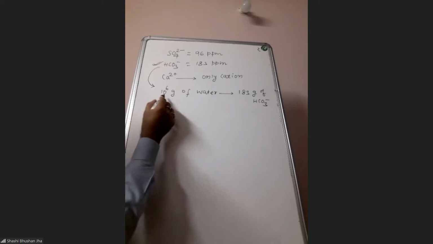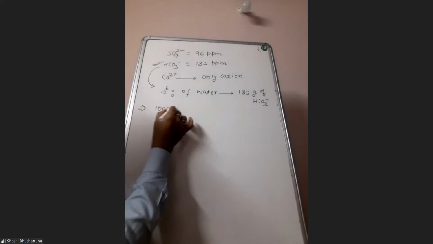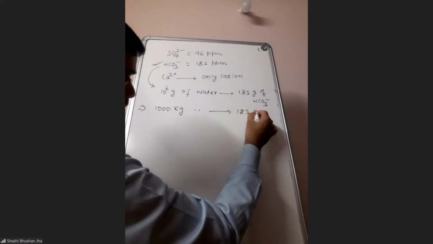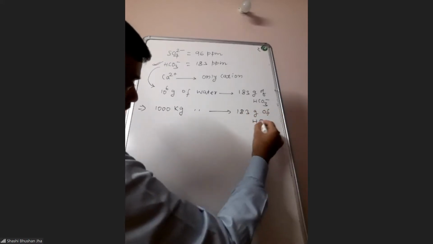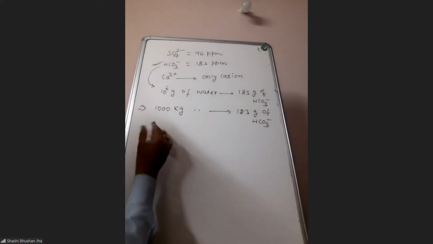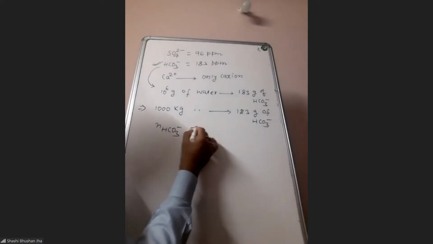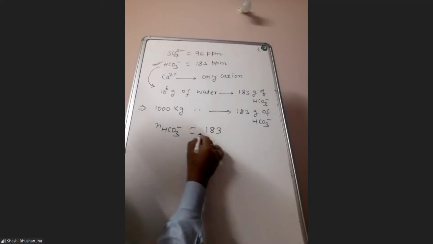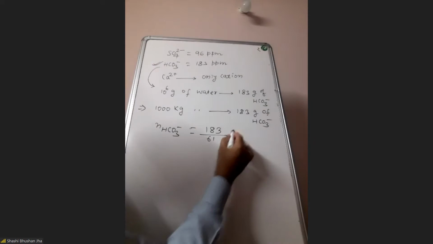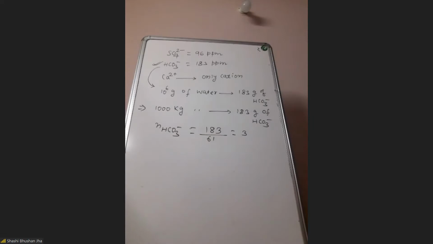Now 10 to the power 6 gram of hard water means 1000 kg. So 1000 kg of water contains 183 gram of bicarbonate. So number of moles of bicarbonate present in this 1000 kg water will be 183 divided by the molecular weight of bicarbonate. Molecular weight of bicarbonate will be 61. So 3 moles. So you have 3 moles of bicarbonate.